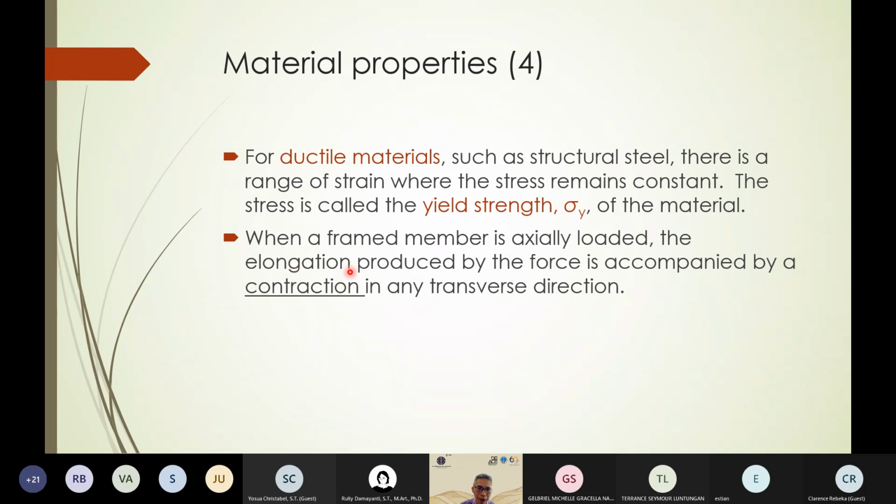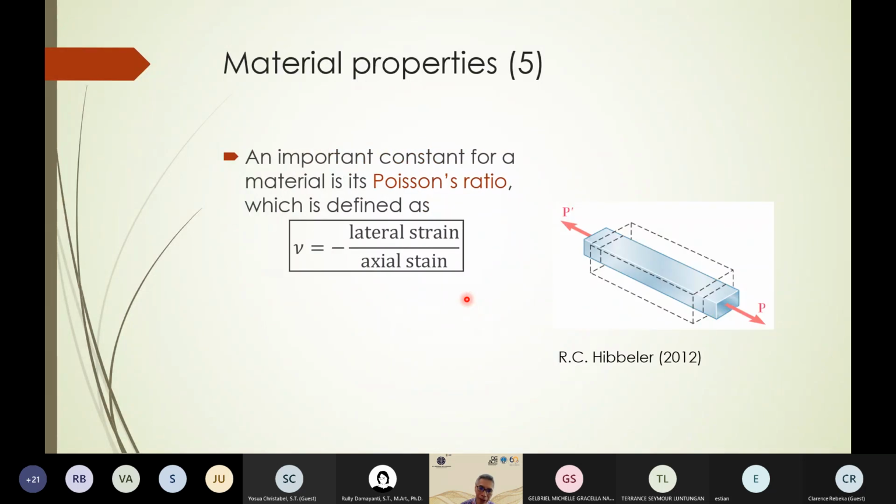When a frame member is axially loaded, the elongation produced by the force is accompanied by contraction in any transverse direction. So the second parameter of structural analysis is what's called the Poisson ratio. If we apply load here, the bar not only becomes longer but also contracts in the perpendicular direction. The ratio between the lateral strain and the longitudinal strain is called the Poisson ratio. This is an important structural parameter if we model as isotropic.